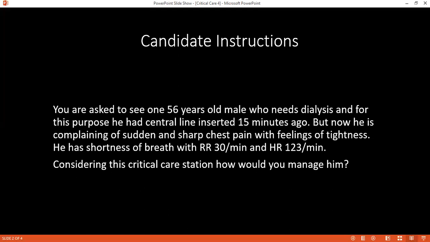As he's complaining of chest pain, a feeling of tightness and shortness of breath, I will look for breath sounds. Yes. And I will look for resonance. There may be a hyperresonant chest. I will look for any subcutaneous emphysema, and I will assess the chest wall movement. According to those findings, I will manage the patient accordingly.